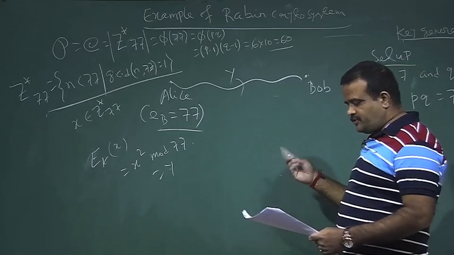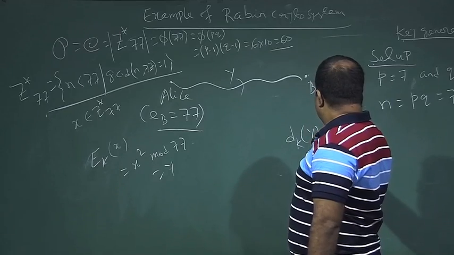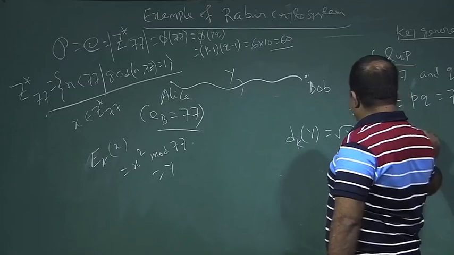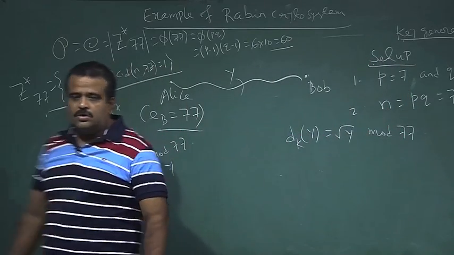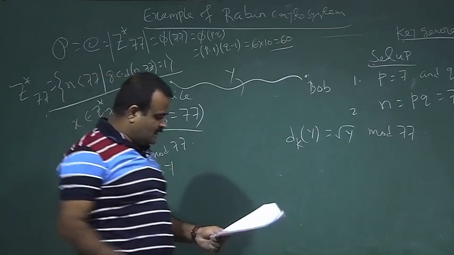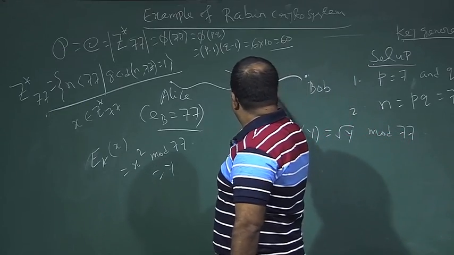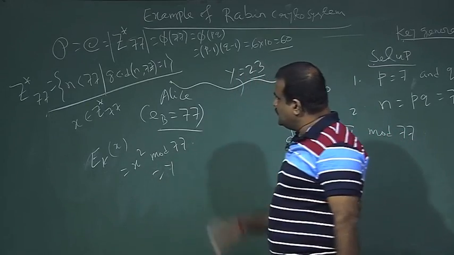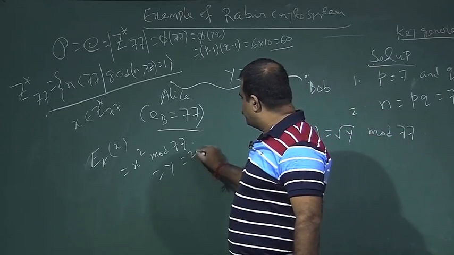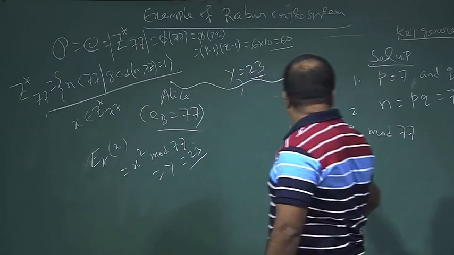So what will Bob do? Bob has to decrypt it using his secret key. This is basically taking the square root, which means we have to solve this quadratic residue equation. Let us take an example. Suppose y is 23. Alice chooses a message x for which this comes to 23. Now 23 is the ciphertext, and it goes to Bob.